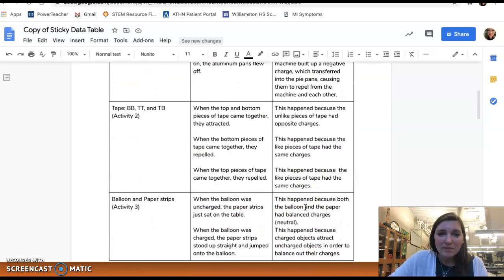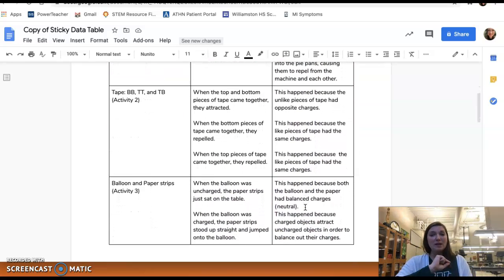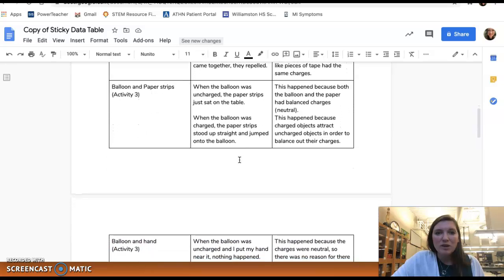So then we had the tape activity. When the top and bottom pieces of tape came together, they attracted. This happened because the unlike pieces of tape had opposite charges, just like magnets having opposite charges, opposites attract. So when the two bottom pieces of tape came together, they repelled, and that happened because the like pieces of tape had the same charges, and like charges repel. Same thing when the top pieces of tape came together, they also repelled because they had the same charges, and like charges repel.